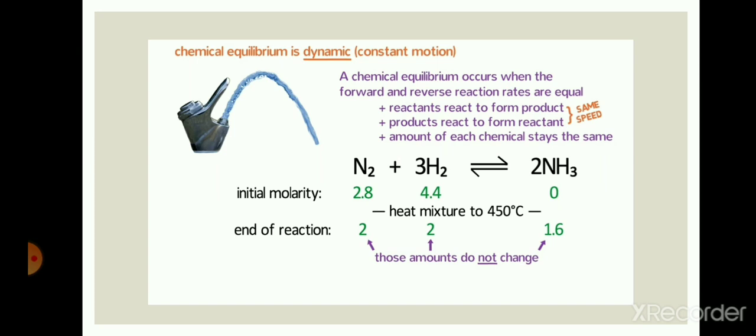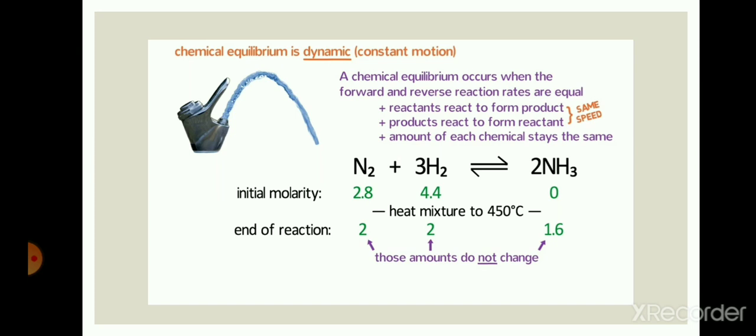Suppose that we have a 1 liter container and we fill it with 2.8 moles of nitrogen, 4.4 moles of hydrogen, and an appropriate catalyst. We heat the mixture to 450 degrees Celsius, and we observe that the concentrations of nitrogen and hydrogen decrease as they turn into ammonia. After a while, however, the concentrations of nitrogen, hydrogen, and ammonia no longer change. There are 2 moles of nitrogen, 2 moles of hydrogen, and 1.6 moles of ammonia. Those amounts do not change no matter how long you wait.